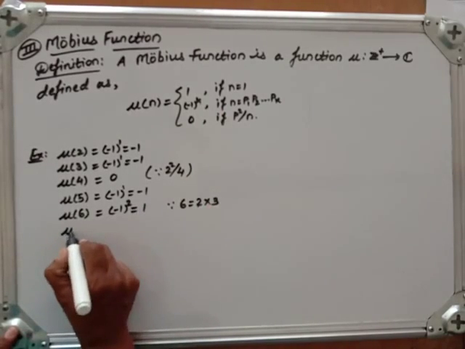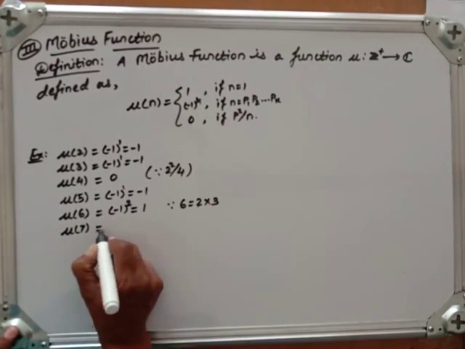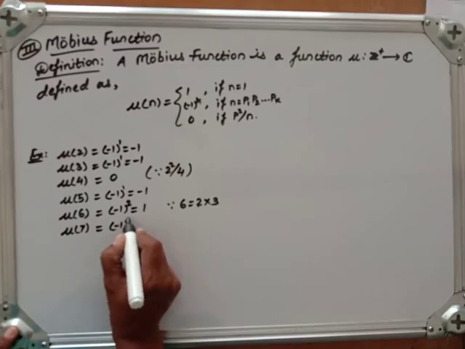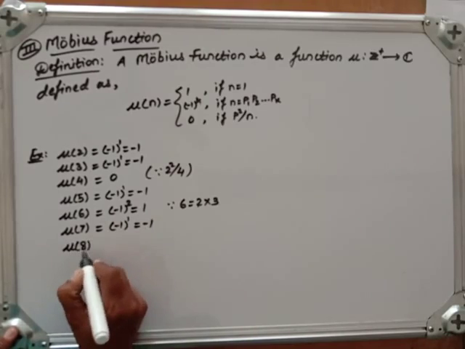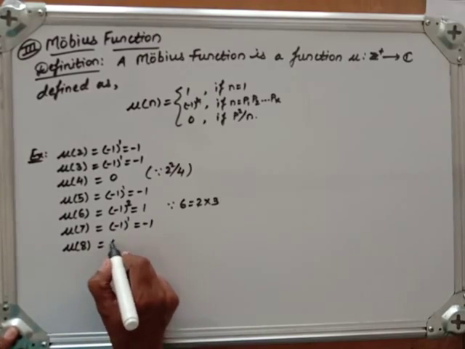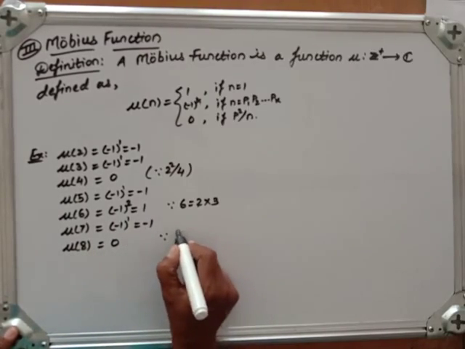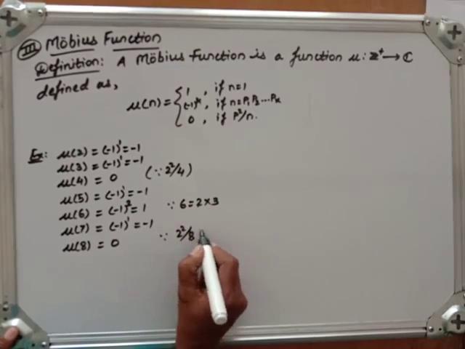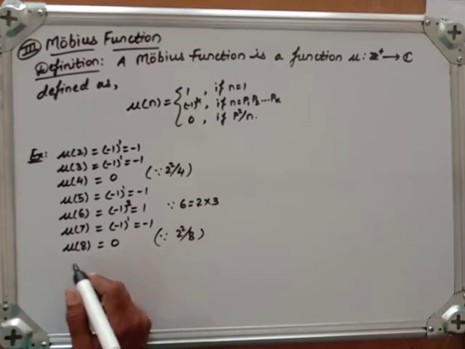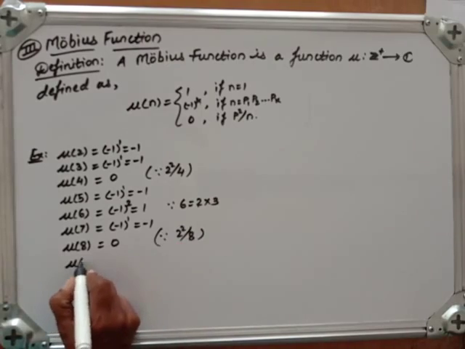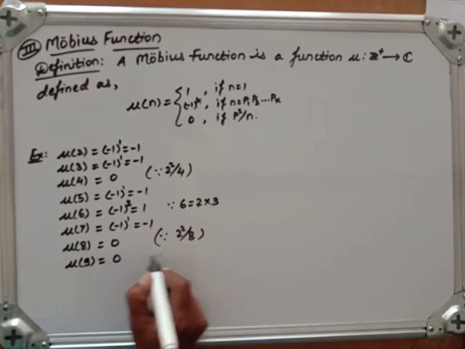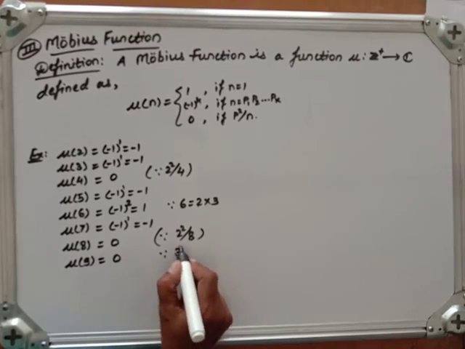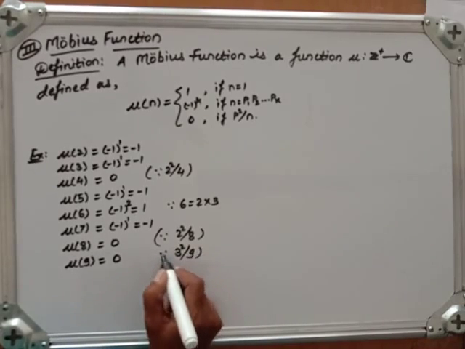Then what about mu of 7? Mu of 7 is (-1) raised to 1, so it is -1. Mu of 8. Mu of 8 is 0. Why is this? Since 2 square divides 8 also. What about mu of 9? Mu of 9 is also 0. Why is this? Because 3 square divides 9.